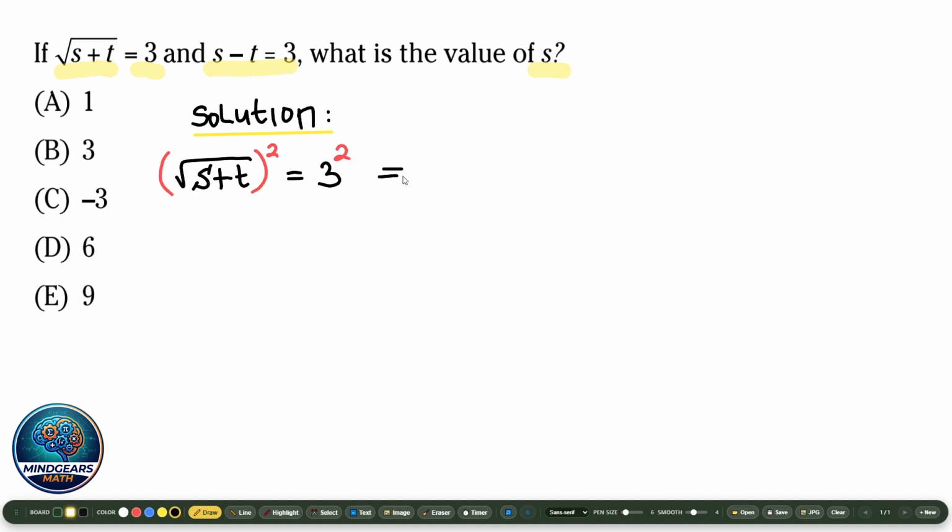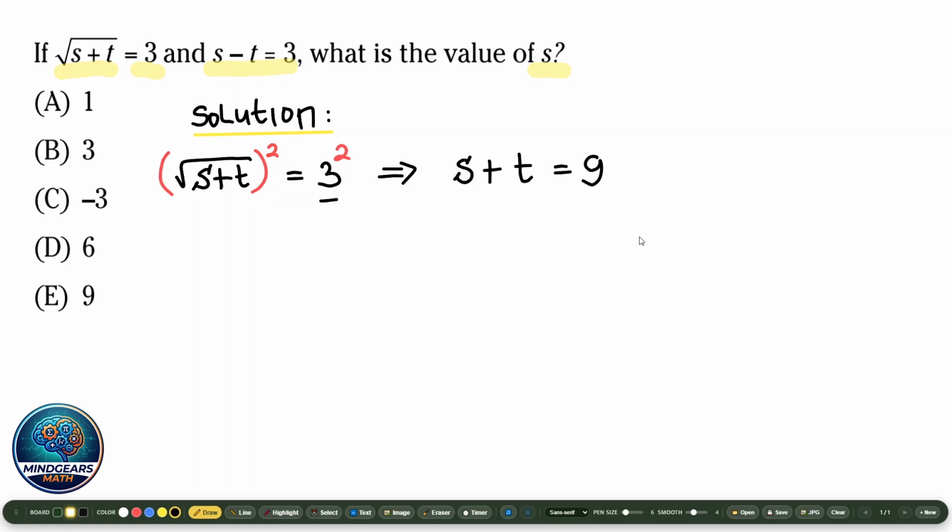When we square the left side, the square root cancels out, leaving us with just s plus t. And on the right side, 3 squared is 9. So now our first equation is simply s plus t equals 9.